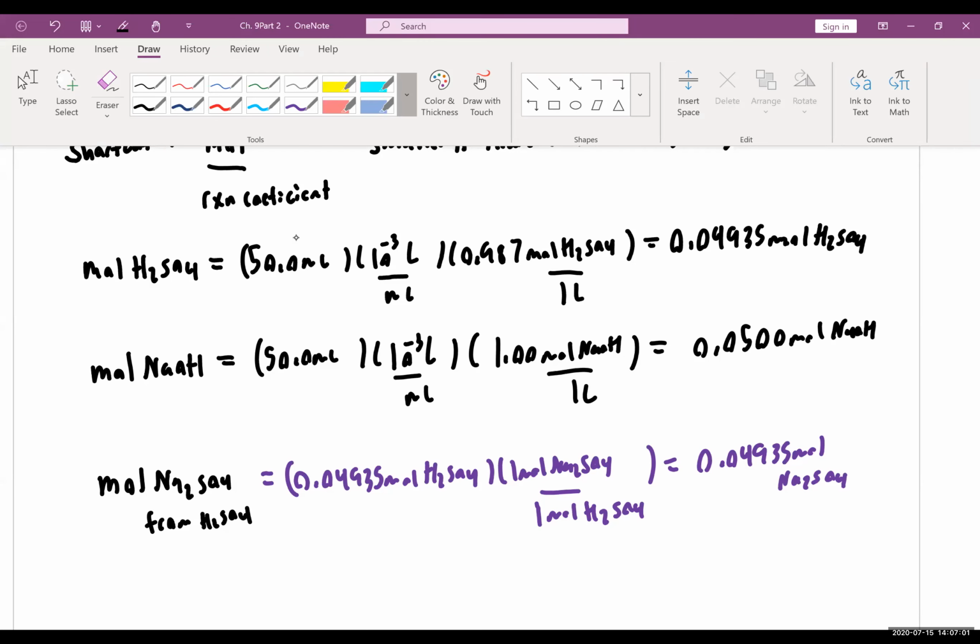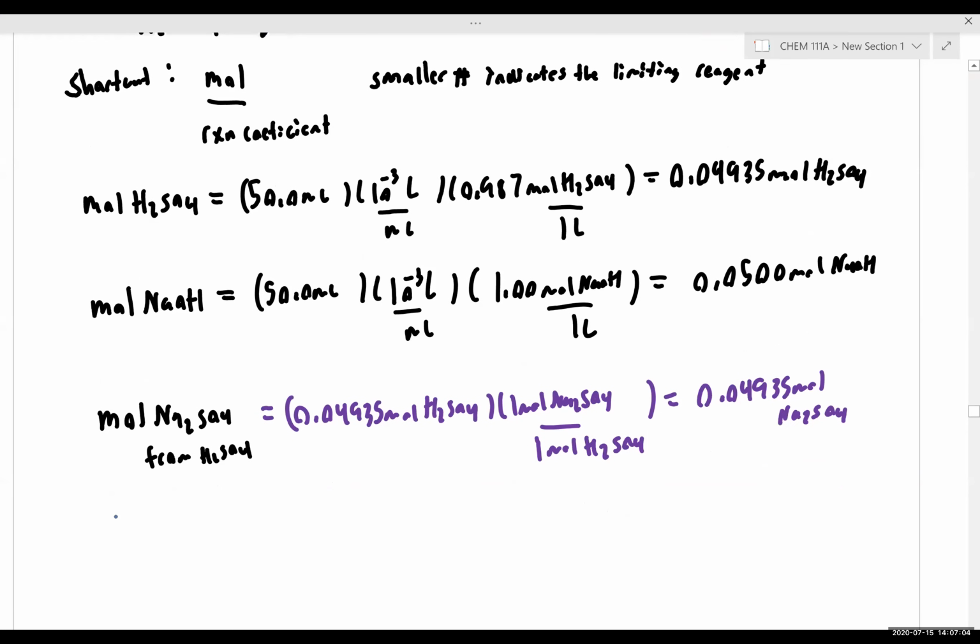Okay, let's do the same calculation from our product method for the moles of sodium hydroxide, which gives us 0.0500 moles of sodium hydroxide, and we're going to calculate the moles of sodium sulfate generated from sodium hydroxide.